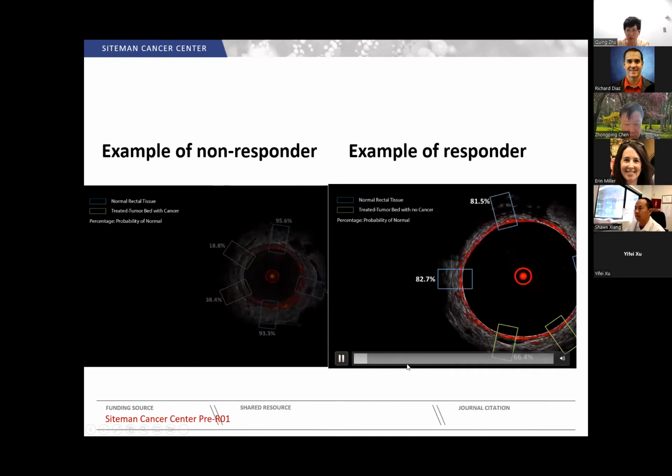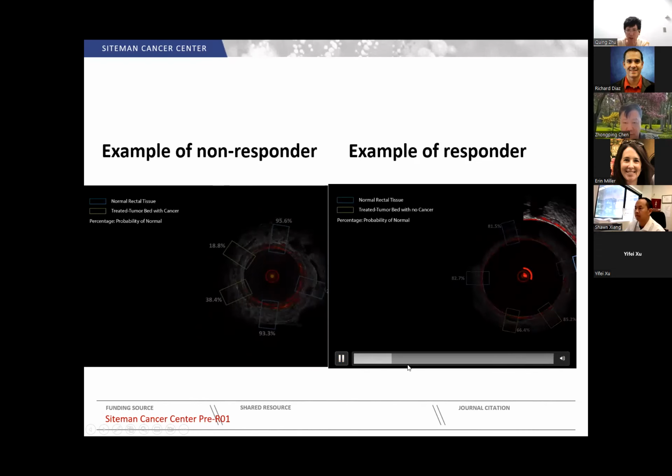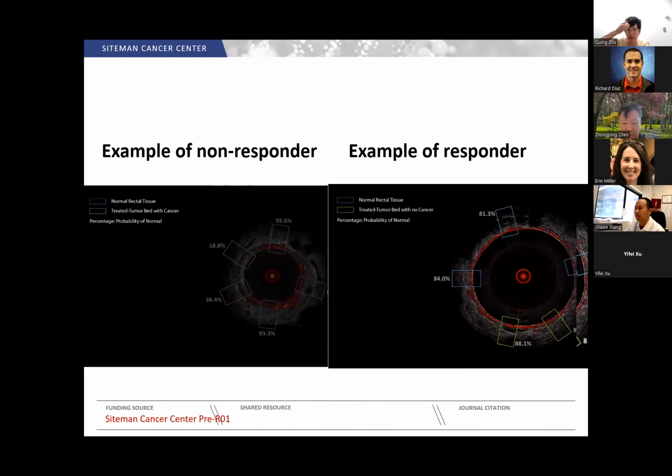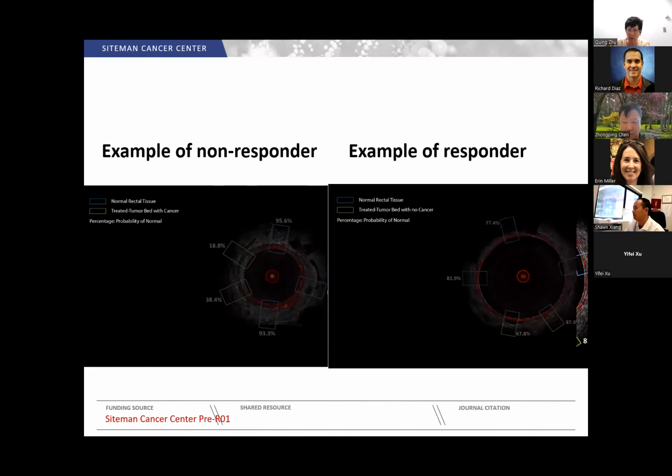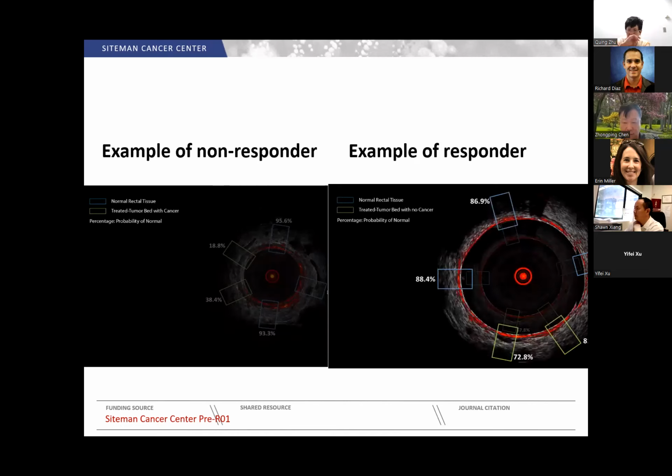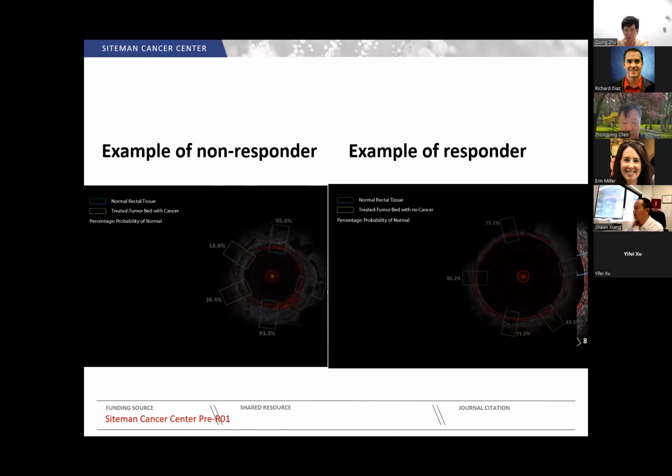And this is another example. This is a complete responder. And you can see that everywhere is a higher probability. The green box corresponds to the tumor bed area, but also shows the higher probability. So this patient didn't have a residual tumor left.